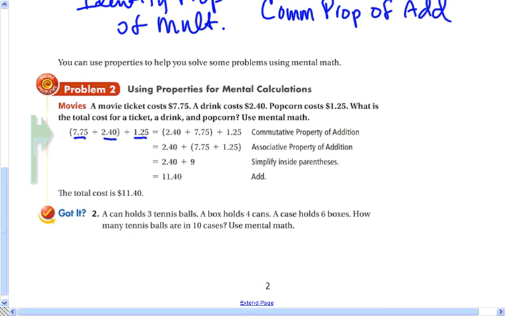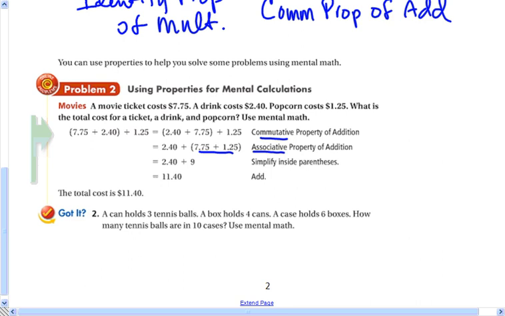In itself, you might say, well, I'm just going to use a calculator to do that. But if you didn't have a calculator, you might notice that this number and this number would be easier to add together because 0.75 and 0.25 make one whole dollar. So what we might think about doing is switching around the order and switching around the grouping. When you switch around the order, that's the commutative property. When you switch around the grouping, that's the associative property.